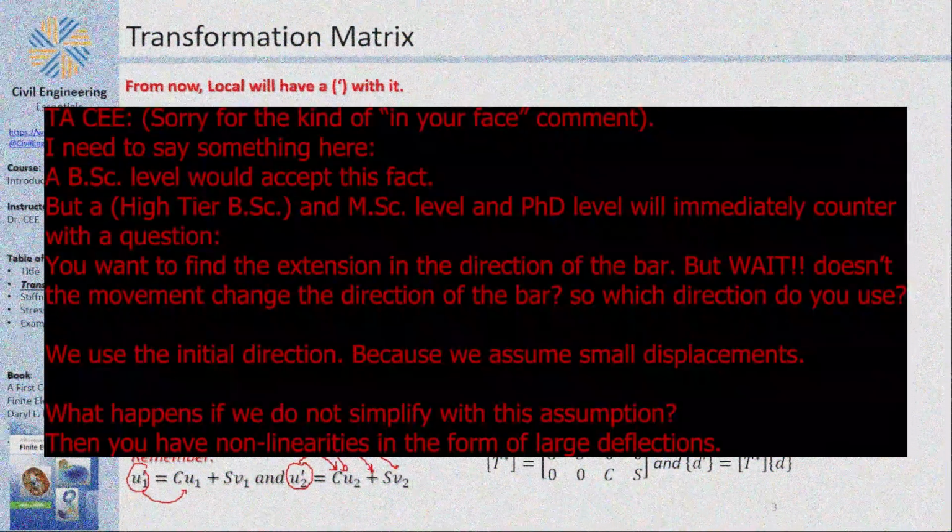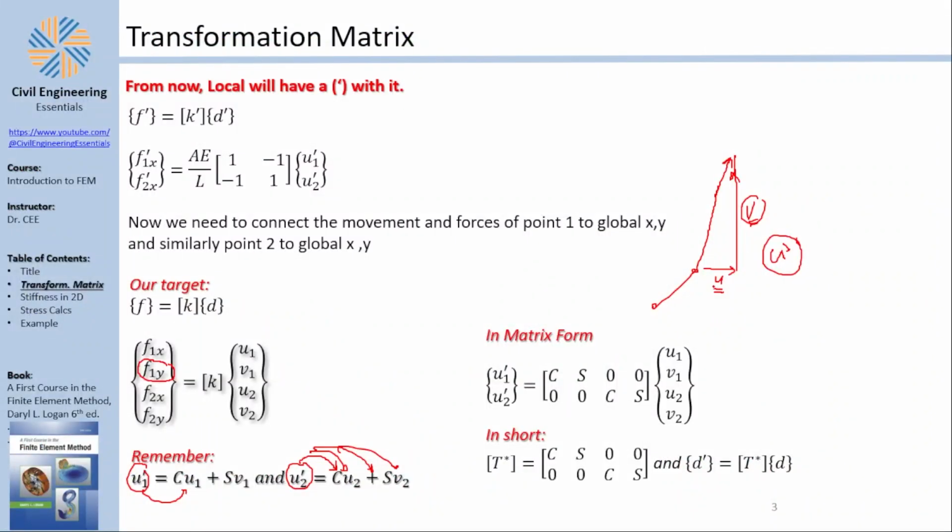So yes, edge points could have movements in global X and have movements in global Y, both edge points. But those movements mean nothing to me. What means something to me is the movement in the local axis for the first point and the movement in the local axis for the second point. And to be able to arrive at those, I need the transformation matrix.